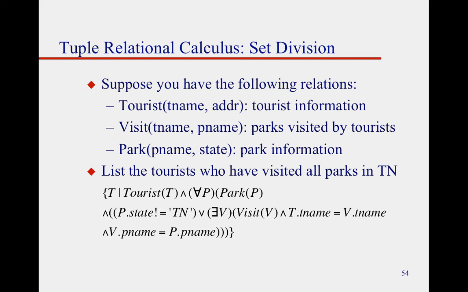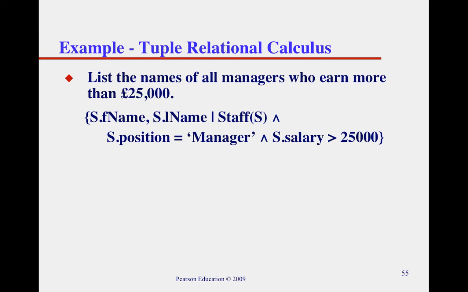So that set division. Again, you'll probably have to look at these, not claiming that it's super intuitive. So now a bunch of examples to finish off. Here, list the names of all managers who earn more than 25,000 pounds. I only care about the first and last name. The staff is an S, the position is manager, and the salary greater than 25,000.